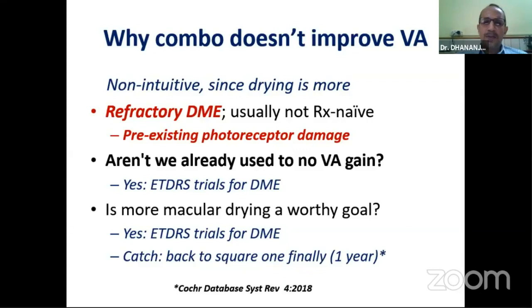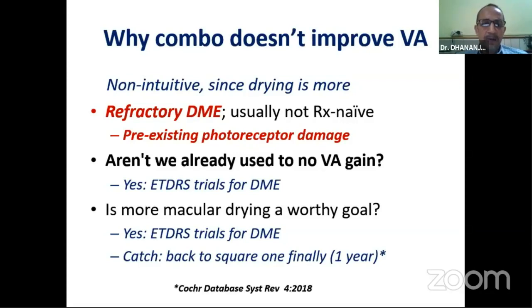And it looks non-intuitive. Drying is more with the combination. Why is the vision not improving? Because mainly we are treating the refractory DME. There is already a pre-existing photoreceptor damage. Now we know very well that it is a neurodegenerative disease, and therefore the photoreceptors cannot go on the cycle of drying and edema repeatedly.